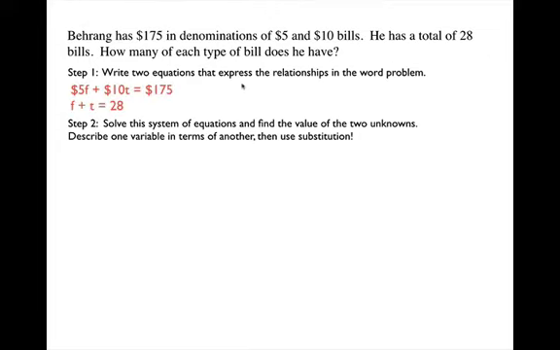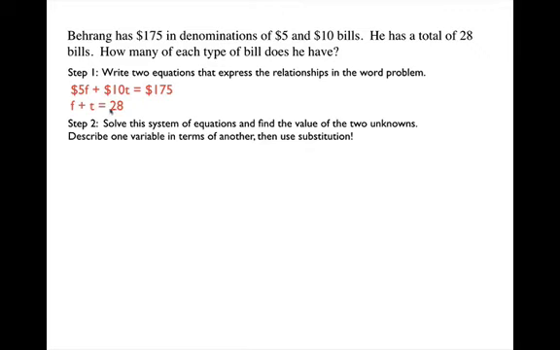So to express the total amount of money Beirang has, I'm going to multiply $5 by the number of $5 bills he has, plus $10 times the number of $10 bills he has, and we know that that equals $175, the total amount of money Beirang has. Now, to express the total number of bills Beirang has, we add the number of $5 bills to the number of $10 bills. And now we have two equations. To solve this system, we can use substitution or elimination. The first method I'm going to use is substitution.